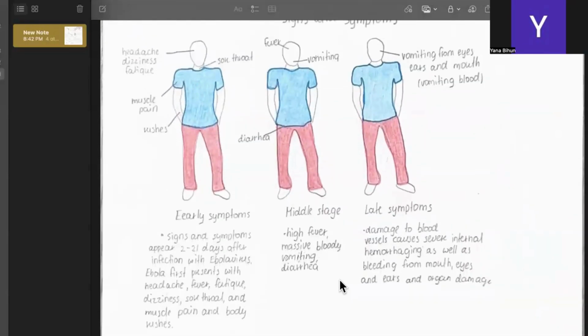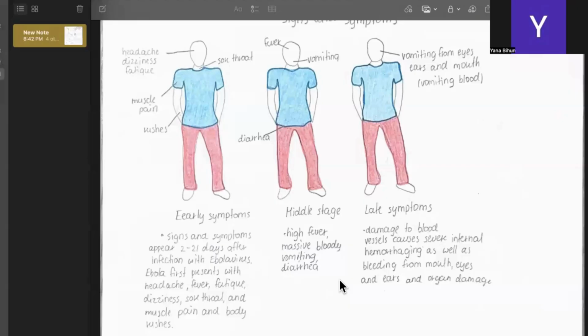Signs and symptoms. Early symptoms. Signs and symptoms appear 2 to 21 days after infection with Ebola virus. Ebola first presents with headache, fever, fatigue, dizziness, sore throat, muscle pain, and body rashes.